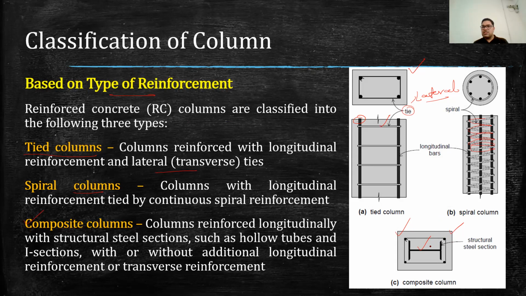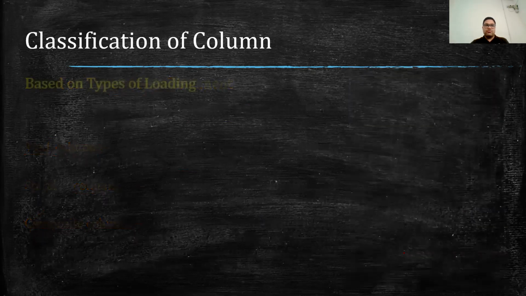So sometimes steel columns are encased with the concrete like this. In that case, this column is termed as composite column. So that is the second category of the classification of column. Then third is based on the types of load it is subjected to.